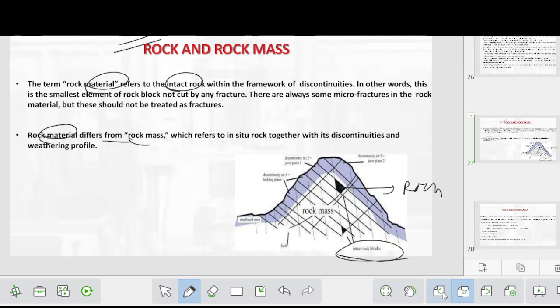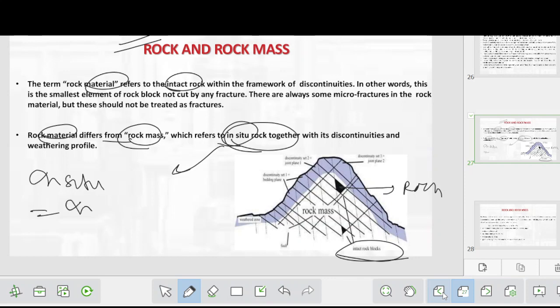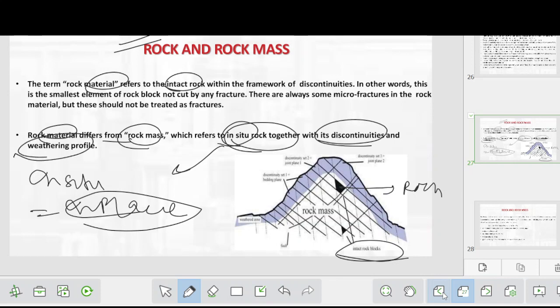Rock material is different from the rock mass, which refers to the in situ rock together completely. What is meant by in situ? In place. In place, right? So it is the rock in place, with its discontinuity and weathering profile.